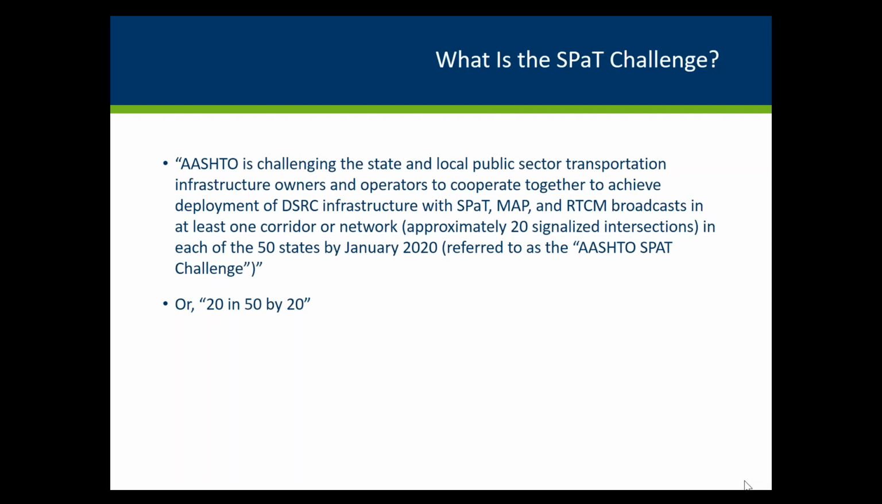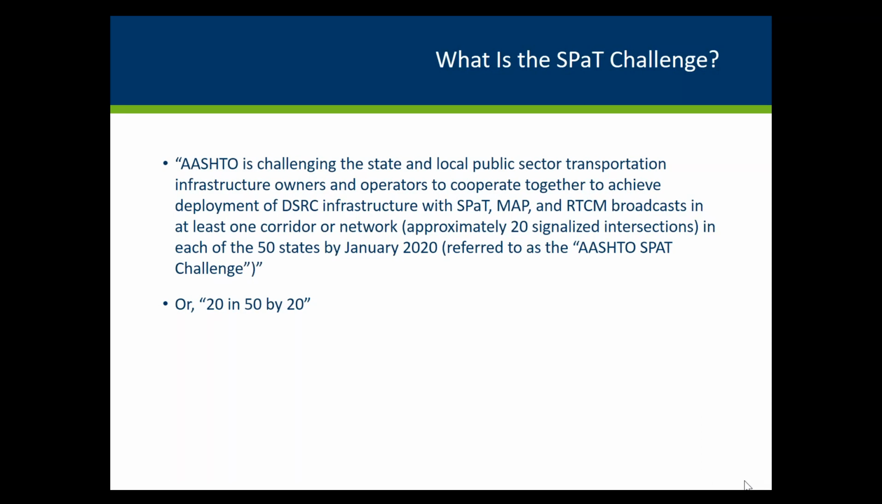Be it resolved that AASHTO is challenging the state and local public sector transportation infrastructure owners and operators to cooperate together to achieve deployment of DSRC infrastructure with SPAT, MAP, and RTCM broadcasts in at least one corridor or network, approximately 20 signalized intersections in each of the 50 states by January 2020, referred to as the SPAT challenge. I told you it was wordy. Basically what it's saying is they would like 20 SPAT-enabled traffic signals in each of the 50 states by 2020.